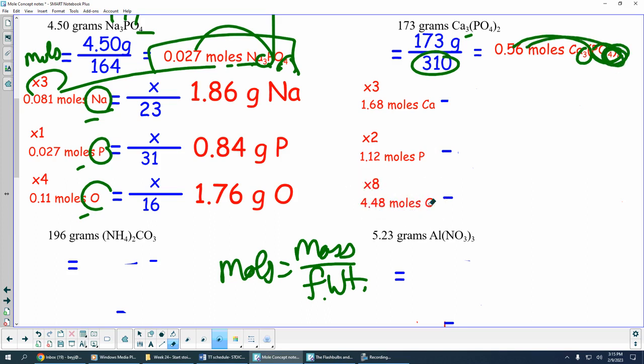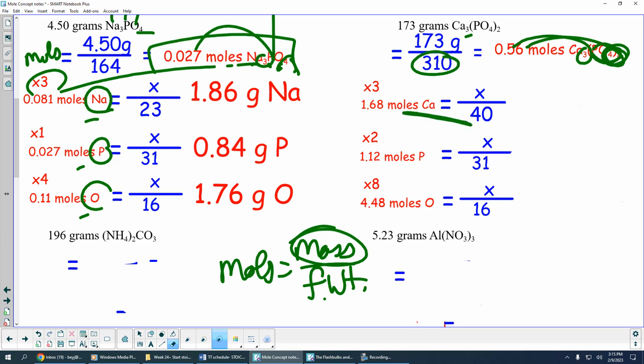Okay, and when I do that, now I want to get the mass of these. So I'm going to say moles equal mass over the formula weight of 1 calcium. Moles equal the mass over the formula weight of 1 phosphorus. And moles equal mass over the formula weight of 1 oxygen. And then to figure this out, we're going to multiply these two numbers.